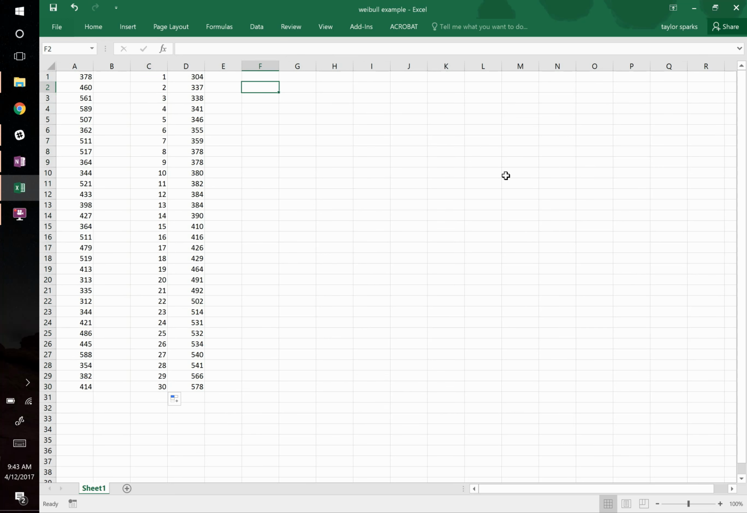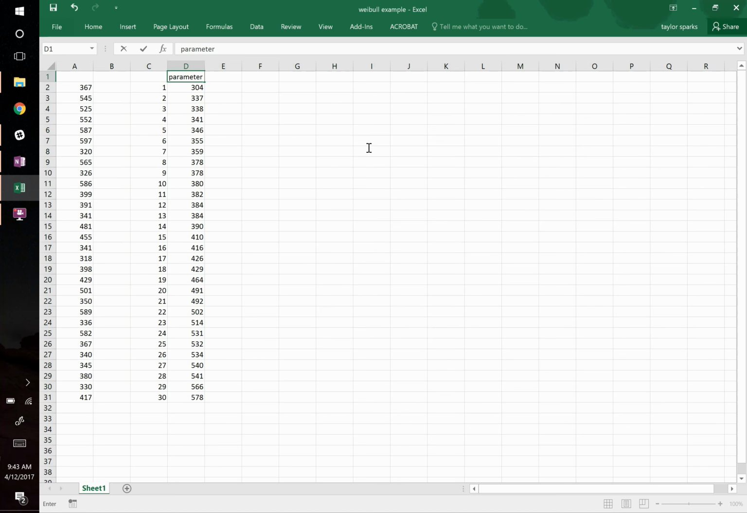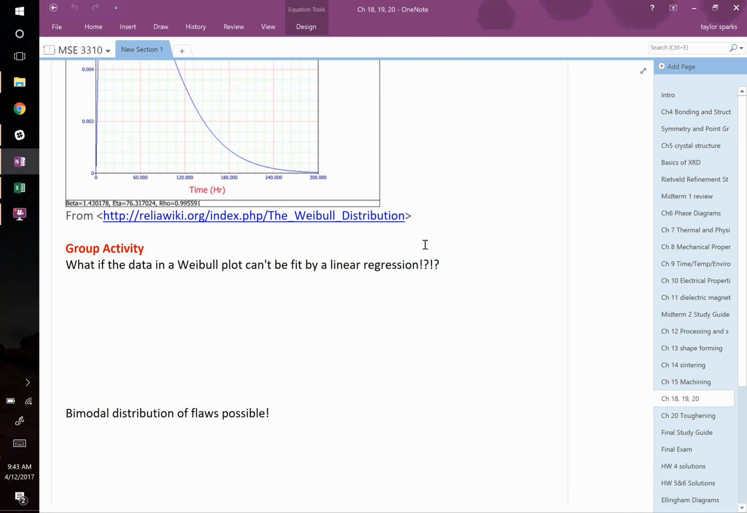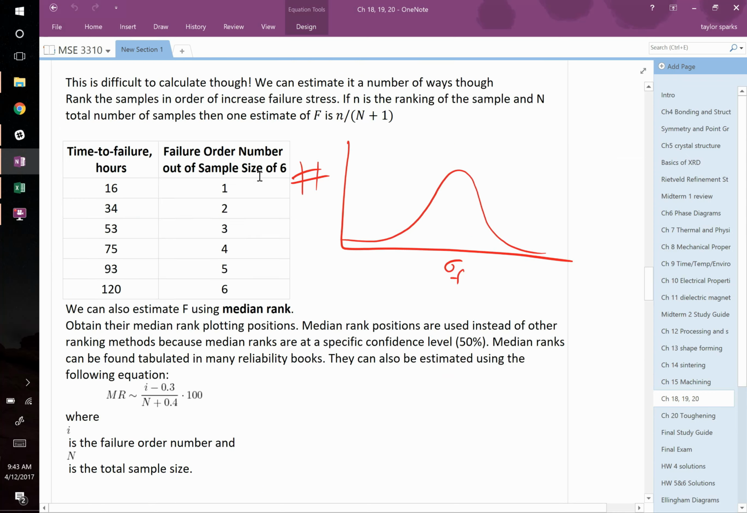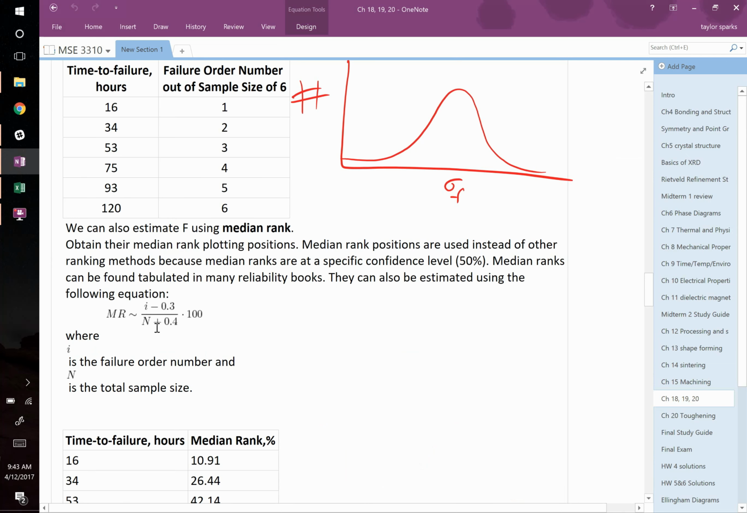What's our next step? Yep, we need to calculate our failure probability. And we learned a new way to do failure probability this year. We used to do n divided by capital N plus 1. Now we have a better way, which is median rank. It's a little bit better. How did it work? Minus 0.3, and then plus 0.4 on the bottom. Right, minus 0.3 and plus 0.4.